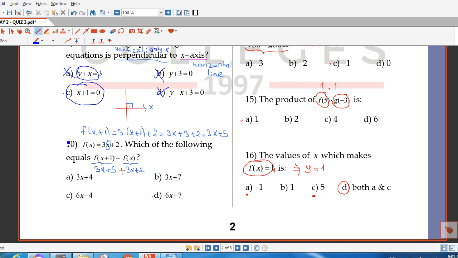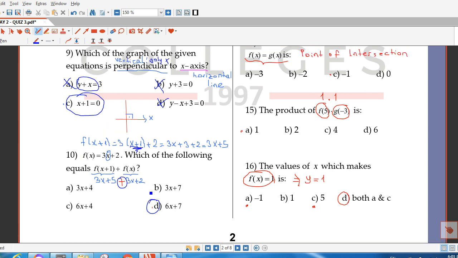Question 10. There is a function which is a linear function. We are going to simplify f of x plus 1 plus f of x. F of x is the function itself. For f of x plus 1, instead of x in the function, we should write x plus 1. 3x plus 3 plus 2 is going to give us 3x plus 5, and the sum of these two is going to be 6x plus 7. Answer is D.